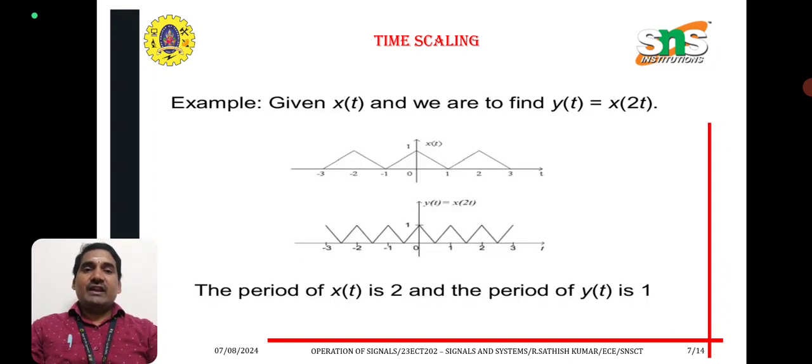Right, for the given x of t, we are going to find y of t is equal to x of 2t. The given function is represented by x of t, and y of t is equal to x of 2t. Therefore, the signal gets compressed. The period of x of t is 2 and the period of y of t is 1. So, the signal gets compressed.